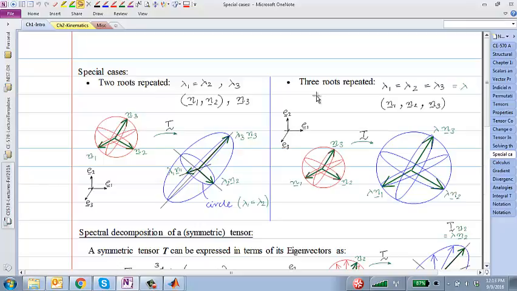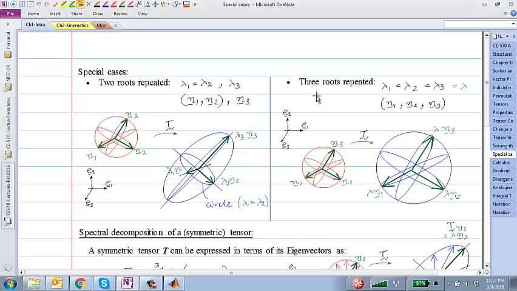Identity. Okay, identity tensor. The identity tensor just takes the red sphere of arbitrary vectors and gives you back the same sphere itself. Identity, so, vector multiplied by any scalar. Not vector, identity tensor multiplied by any scalar, that's correct. So alpha times I, that's a tensor that has three repeated roots.